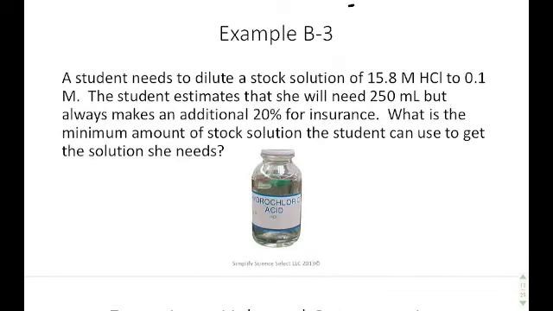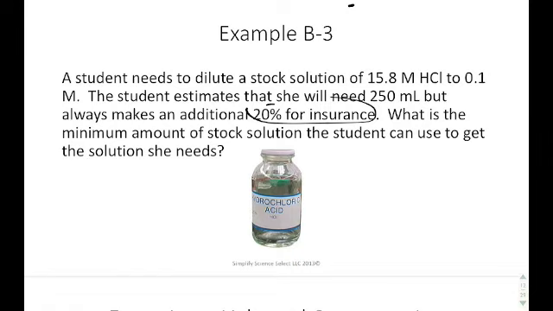Okay, the next one says a student needs to dilute a stock solution of 15.8 molar to 0.1. It says the student estimates that she will need 250 mils, but always makes an additional 20% for insurance in case there's any sort of mistakes. What is the minimum amount of stock solution necessary for you to do this?